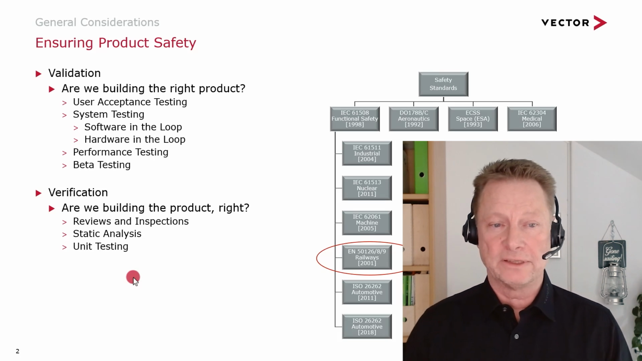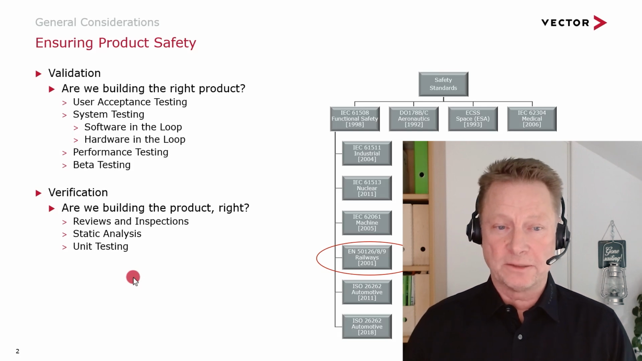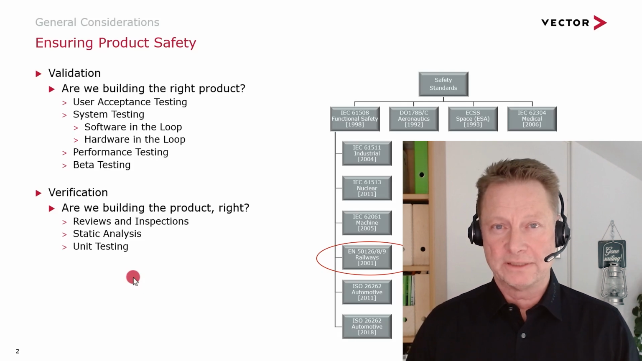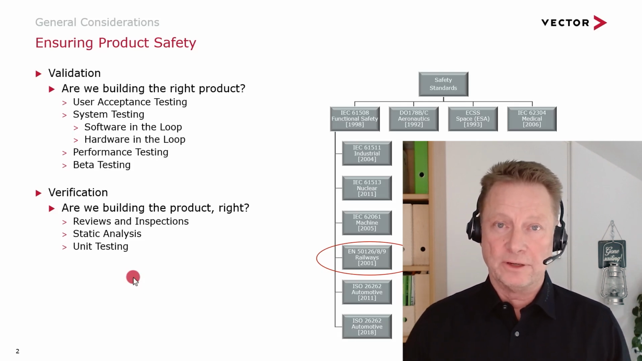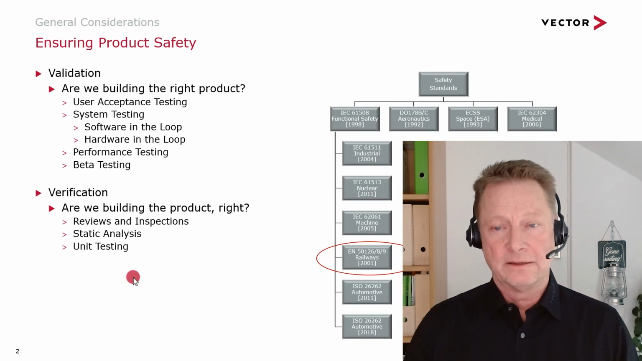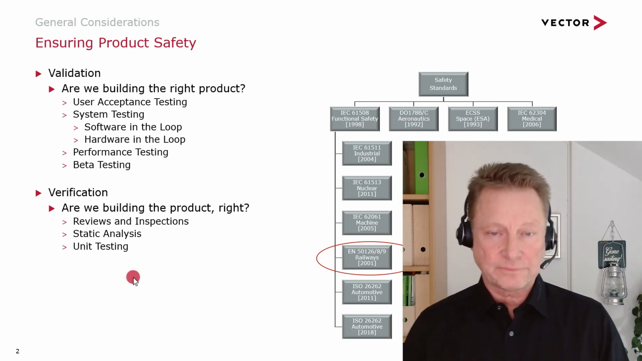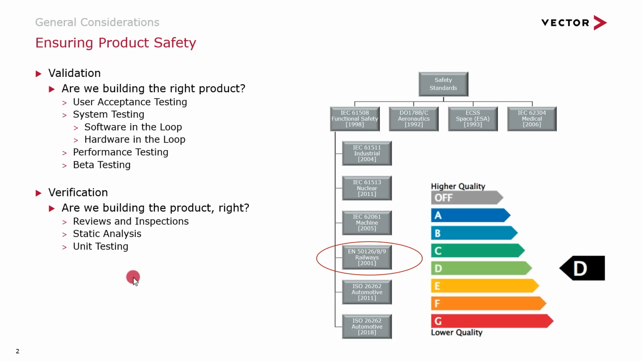In the verification phase, we actually ask the question, are we building the product right? So this is about reviews and inspections, static analysis to enforce coding standard compliance, and unit testing to test portions of the code, modules, components dynamically to see that those are functional and do behave as expected. In general, one can say it's all about software quality, so that the safety is given by our product.